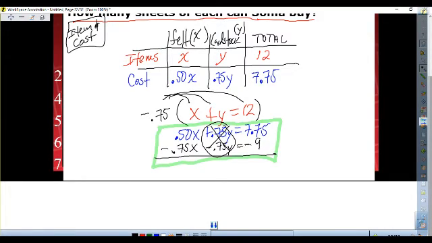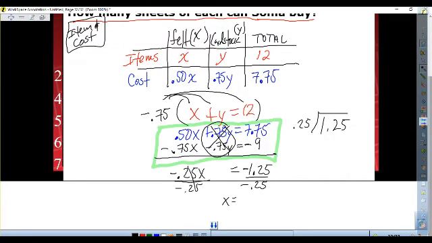All right. So therefore, 0.50x minus 0.75x, we're left with negative 0.25x equals 7.75 minus 9, that is negative 1.25. Let's solve. Divide by negative 0.25, both sides. x equals 1.25 over 0.25. Some of you are still making mistakes with decimals, so hopefully you remember to get rid of decimals. No longer decimals. So 25 into 125 is 5 times. That's 5.